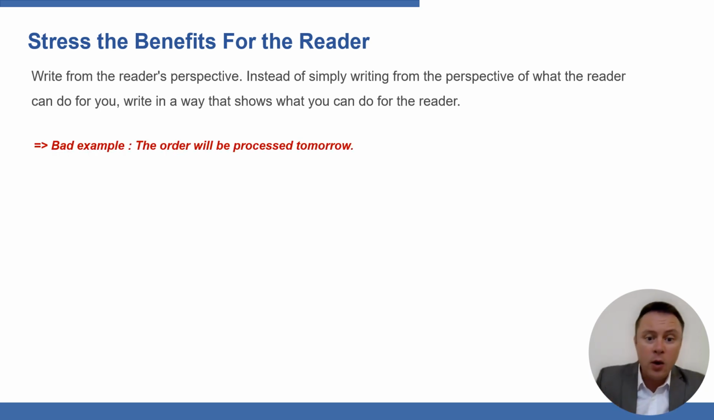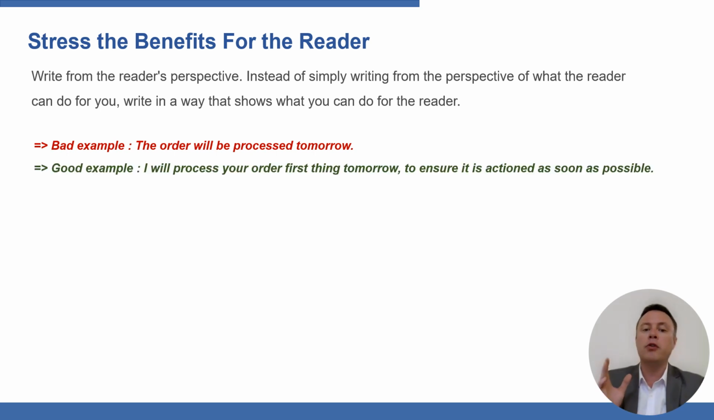So, bad example: the order will be processed tomorrow. Now, there's nothing really wrong with that if you think about it. Imagine you're processing the customer's order. The order will be processed tomorrow. Okay, fair enough. But you could make that so much nicer by changing it slightly. I will process your order first thing tomorrow. Now, maybe you will, maybe you won't. But if you're letting them know that you're going to at least try and do it first thing in the morning, it shows that you care. It shows that you've given whatever you need to do for them utmost importance. And there at the end, you've given a benefit to ensure it is actioned as soon as possible.